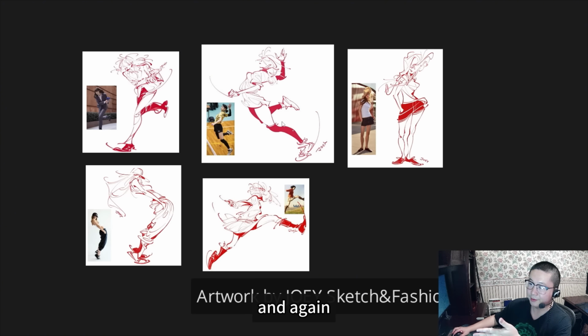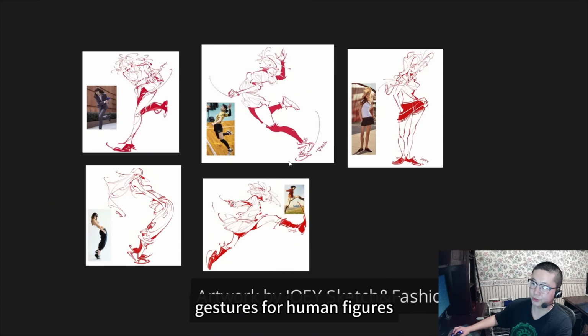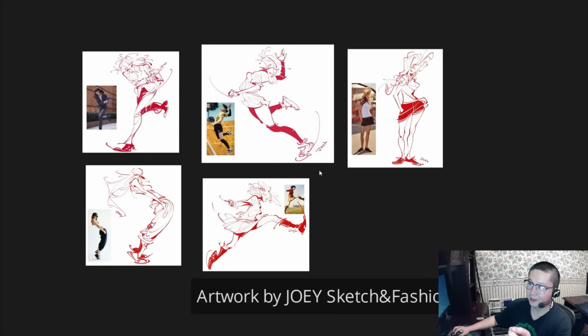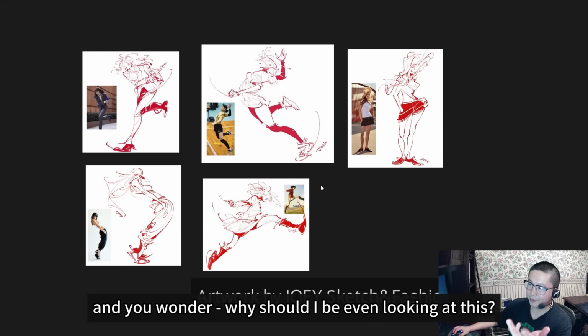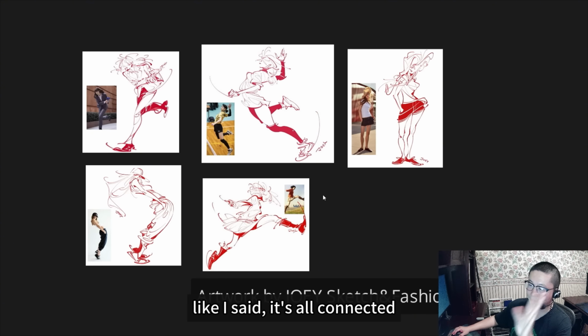And again, it might seem that those are all just gestures for human figures, and you are maybe a prop artist or environment concept artist, I don't know. And you wonder, why should I be even looking at this? Well, like I said, it's all connected.